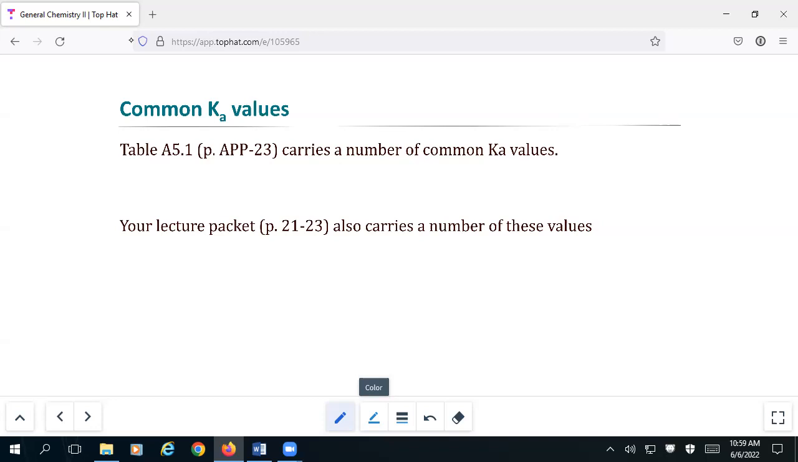There are some questions here, as well as in the skill builders to come, that will use Kas, will use acids that are not found in that listing in your book. And so the lecture packet for this course contains those values.